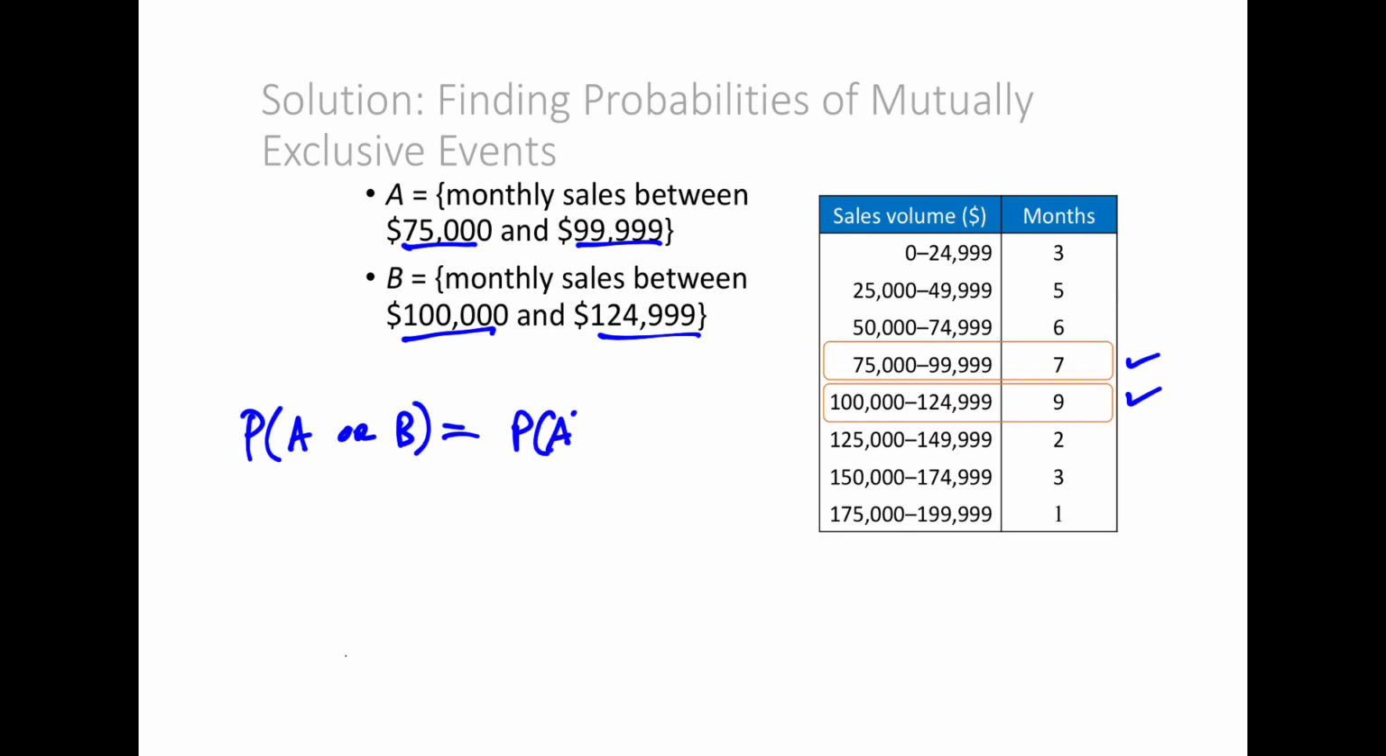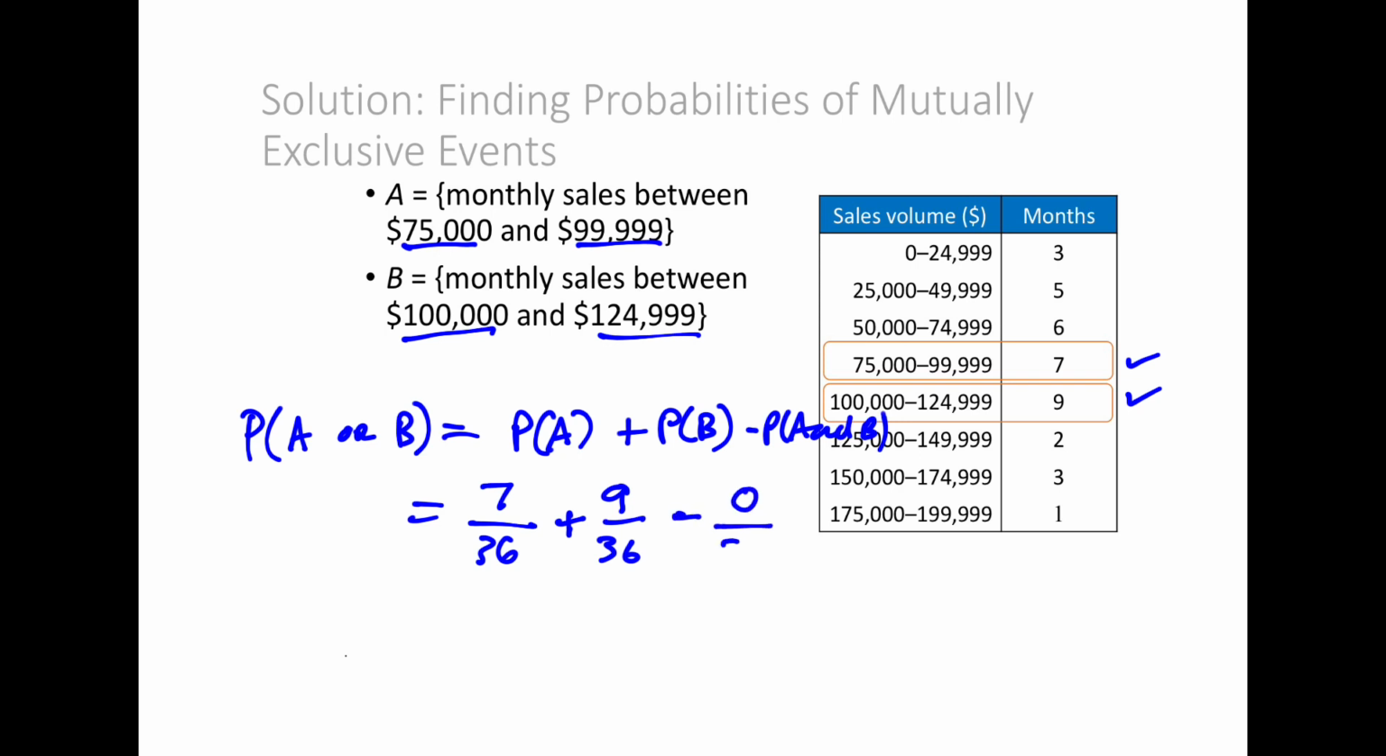So the probability of A plus the probability of B, we can think of the probability of A and B, but there's no way that that would happen. Well, the probability of A is 7 out of the total, which would be 36, because we're talking about months over 3 years. So 7 out of 36, plus event B would be 9 out of 36, minus, is there any way that these two overlap? Nope, they're not. So it's 0 out of 36.